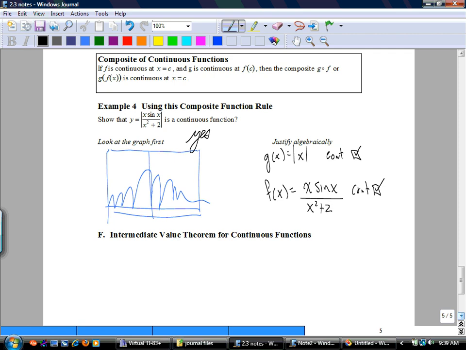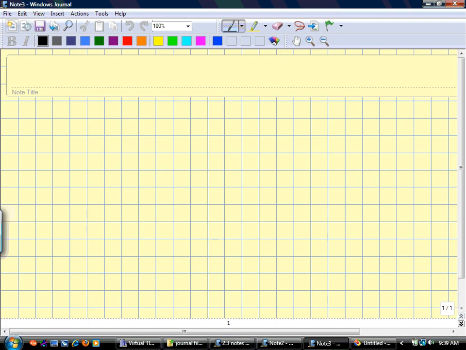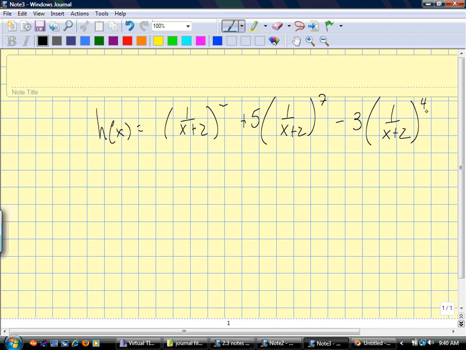But if I didn't give you a graphic calculator, let's pretend. This is a good question. Hey folks, here's the pretend question. H of x equals, I don't know, 1 over x plus 2 squared plus 5 times 1 over x plus 2 to the 7 minus 3 times 1 over x plus 2 to the power of 4. So your g of x is going to be x squared plus 5x to the 7th minus 3x to the 4th. Your f of x is going to be 1 over x plus 2.